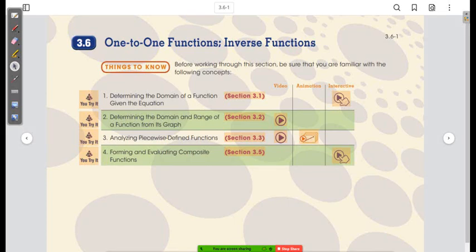We are starting Chapter 3, Section 6, One-to-One Functions and Inverse Functions.